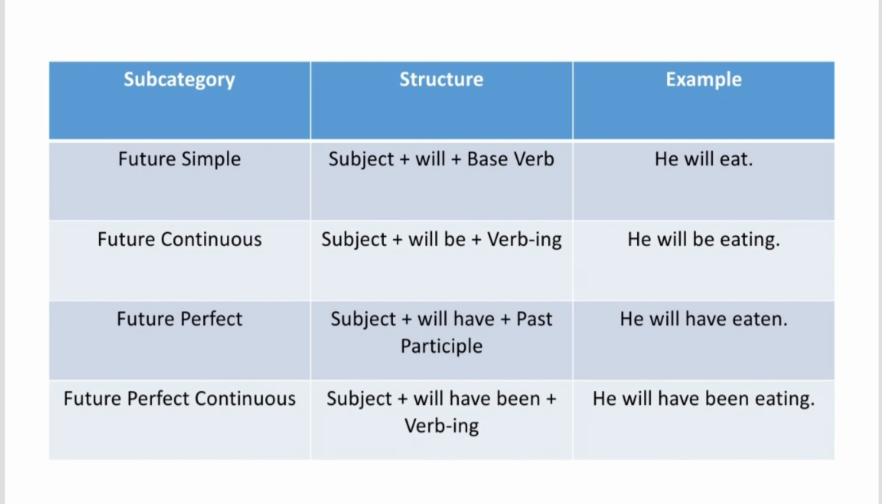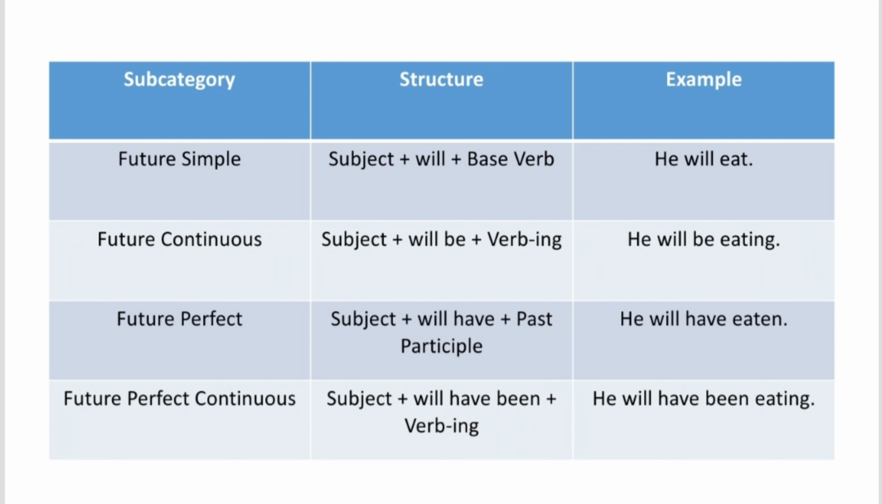1. Simple future, used for planned actions, decisions, or predictions. Example from slide: he will eat an apple. 2. Future continuous, used for an action that will be happening at a specific time in the future. Example from slide: he will be eating an apple at noon.